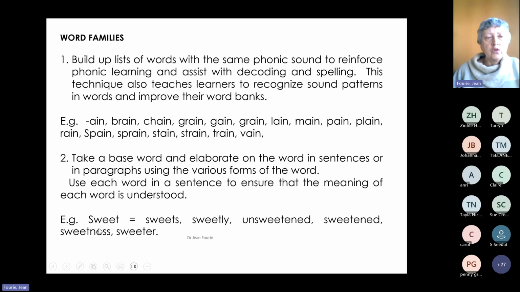So in this example, the word is sweet. We can have sweets, sweetly, unsweetened, sweetened, sweetness, sweeter. So the word family in this case is a base word that is elaborated on with all its different prefixes and suffixes. And that is also a useful word family strategy to use for predictable words.